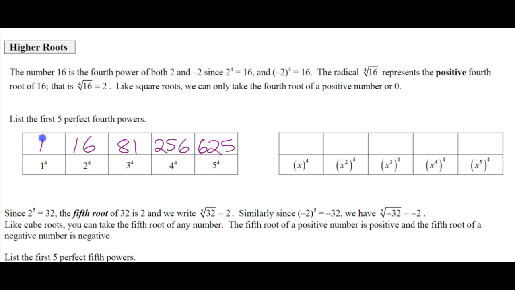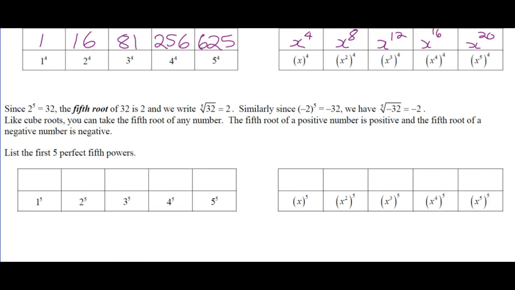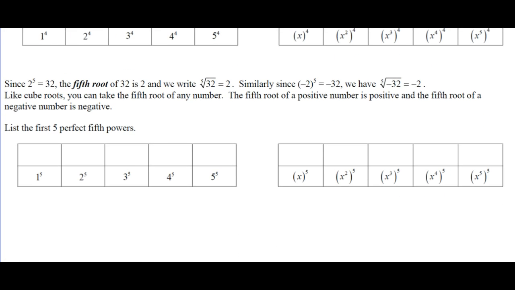Now, what about variables? What's x to the fourth? What's x squared to the fourth? If you see x to the 8th, you say that has a fourth root because the exponent is divisible by 4. What's x cubed to the fourth? So if the exponent is divisible by 4, you can take a fourth root. Divisible by 3, cube root. Divisible by 2, square root.